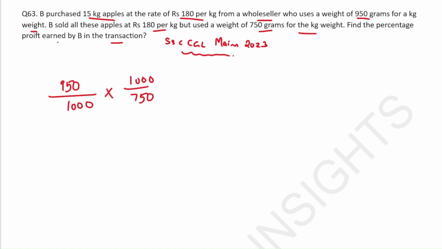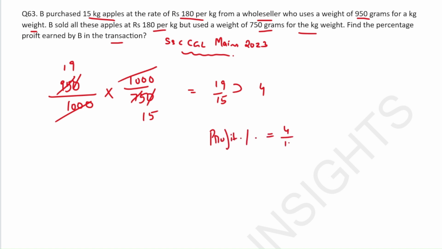So we have to find a profit percentage. So cancel, 0, 0 cancel. So this will be 5 19, this will be 5 15. So 19 by 15. So that means B is getting a profit by how many parts? That is 4. So that means profit percent is equal to how much? 4 by 15 into 100. So if you solve this, you will get 6.67%. Very simple, right? Next question.